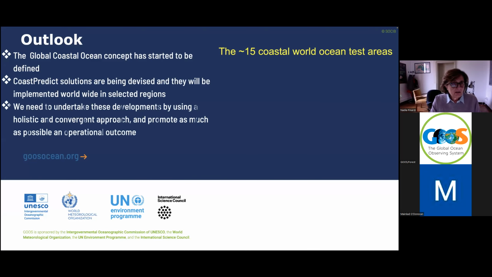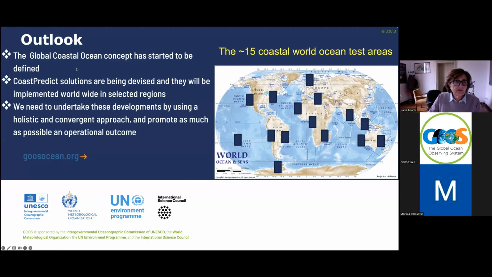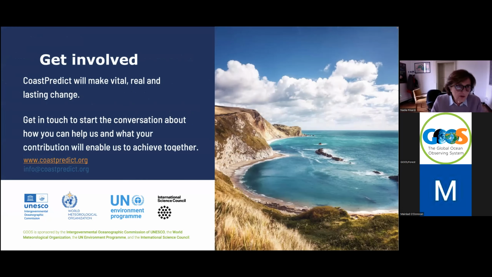So we are developing, as we have said, the coastal ocean concept. We are starting to define it. We are starting to see coastal solutions emerging, implemented, or soon to be implemented. And we need to use this in an extremely multidisciplinary approach. So we plan to do this implementation in several world ocean test areas where we have the real trial of the new system, and the many systems that can be applied, in order to find the international standard. So get involved. CoastPredict hopefully will make a lasting change, which we need for the ocean.